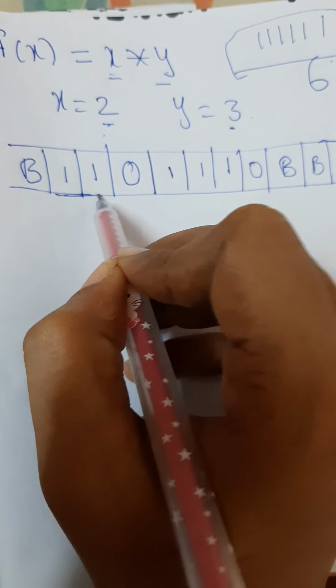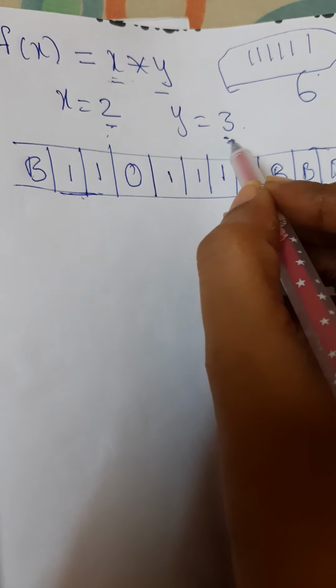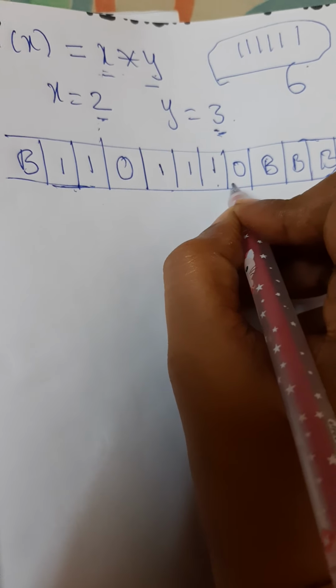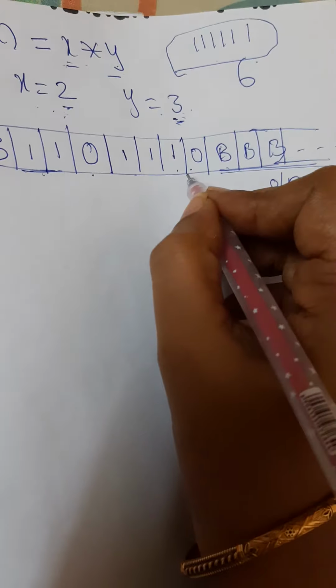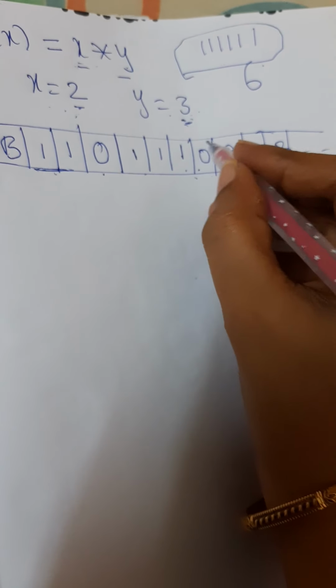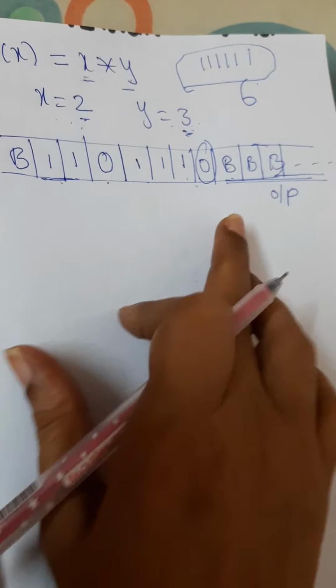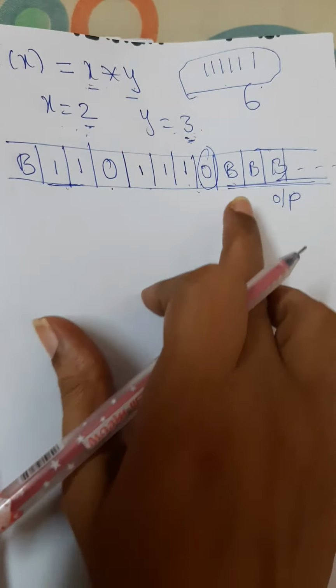x = 2: 2 ones I have taken, and y = 3: 3 ones I have taken here, and between these two I am taking 0 as a separator. Here we have to get all 6 consecutive ones, as I said. So all this output we will be writing here. To separate the input and output I am taking one more delimiter here. That is the reason why I have taken one more 0. I'll explain with the transition table.